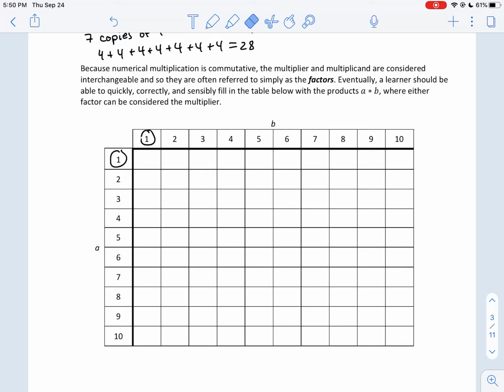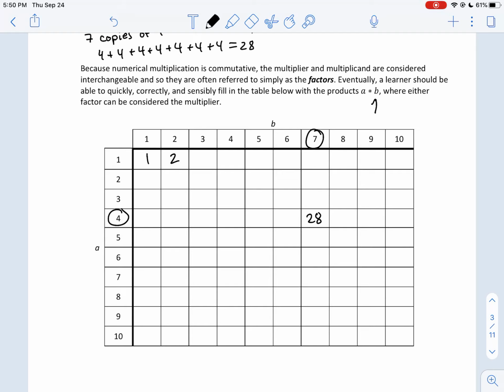And so that would mean that this is trying to say we have one copy of 1. Right? And we put that into this entry. 1 copy of 1 is 1. Then we have 1 copy of 2. Well, that's just 2. Right? Let's fill in a random entry. Let's go 4 copies of 7. That makes 28.